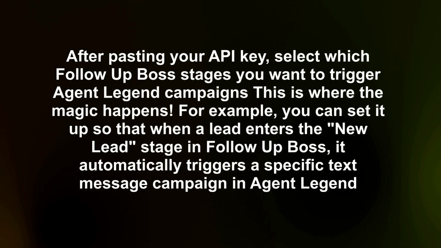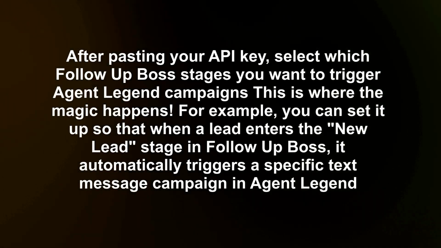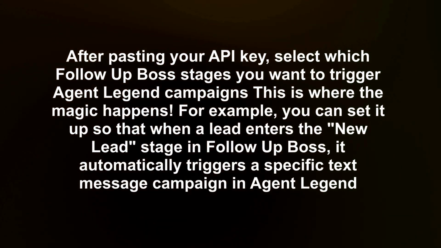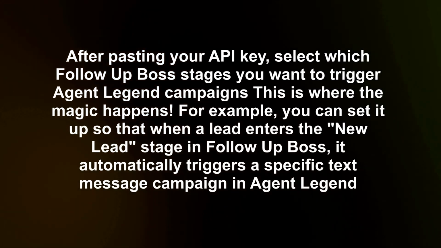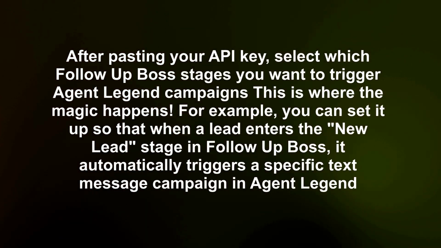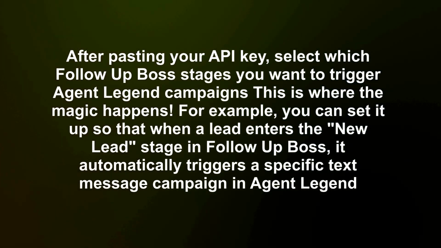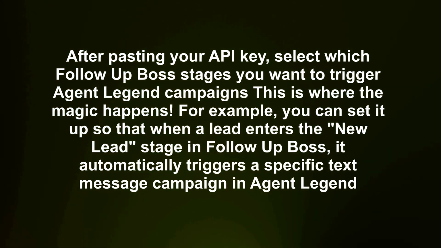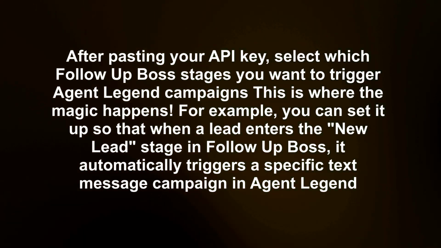After pasting your API key, select which Follow-Up Boss stages you want to trigger Agent Legend campaigns. This is where the magic happens. For example, you can set it up so that when a lead enters the new lead stage in Follow-Up Boss, it automatically triggers a specific text message campaign in Agent Legend.